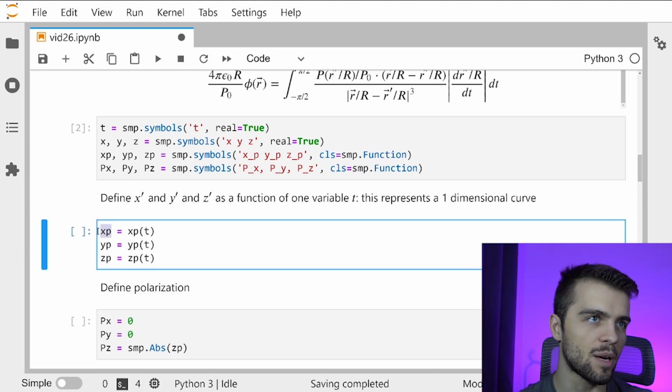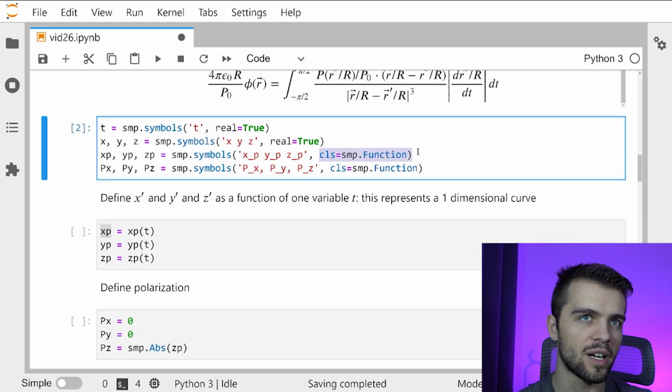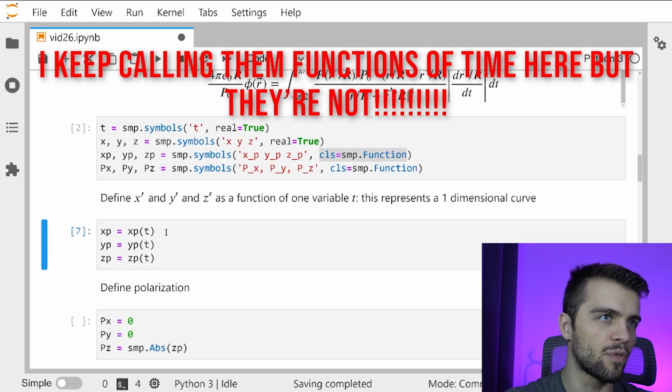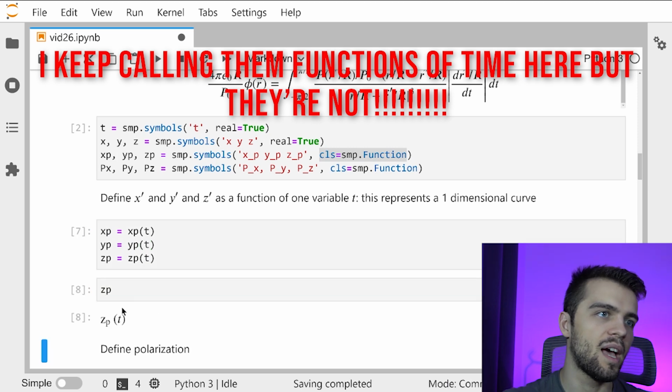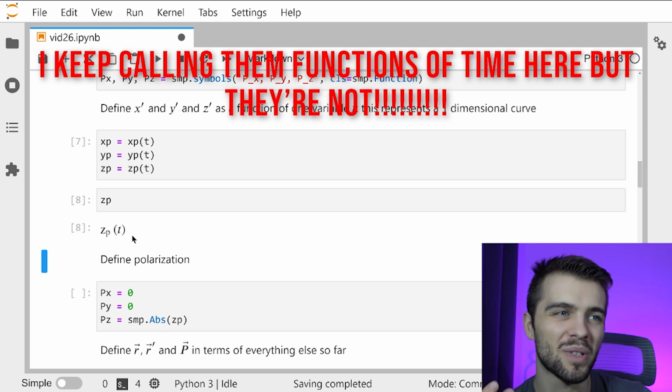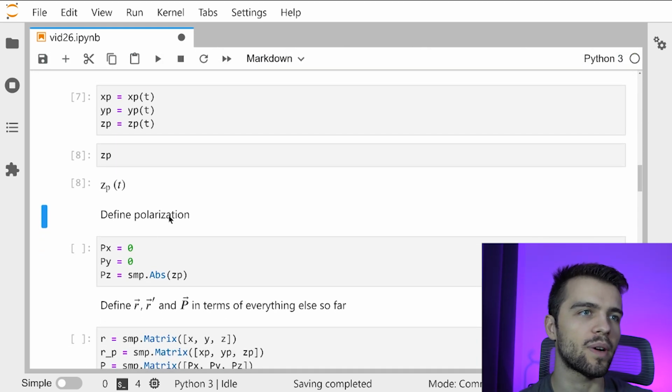So I explicitly say, well, xp, which is a function, as I defined up here, is a function of t. Same with y prime and z prime. So these are all now functions of t, and I can look at them. And it explicitly says, okay, zp of t. So when I take derivatives and do things like that, it's really simple. I also define the polarization.